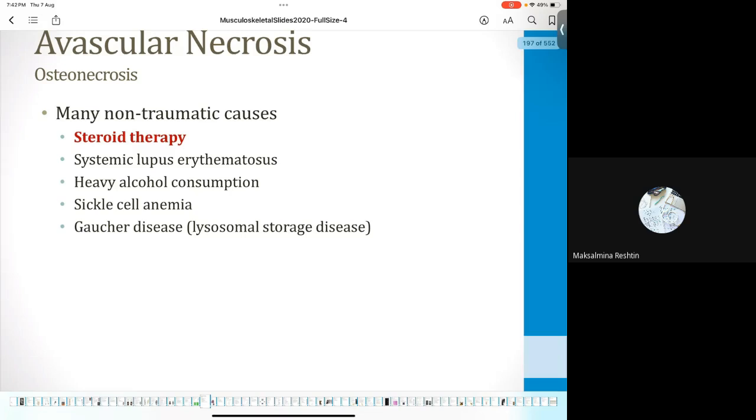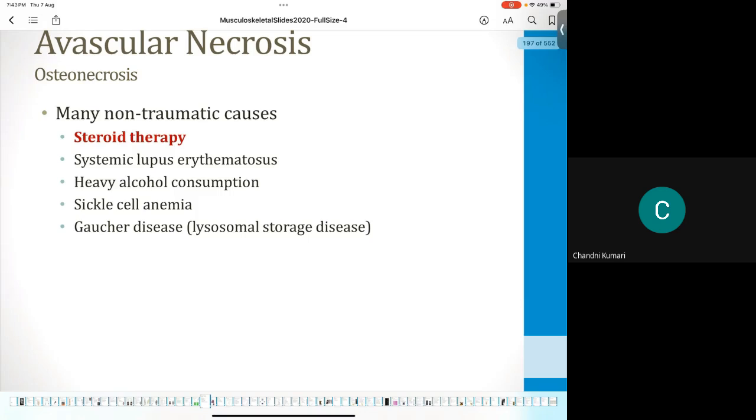Steroids in SLE patients. Perfect. Sickle cell anemia. We discussed what happens in sickle cell disease. Remember that? Vaso-occlusive crisis. Why? Because your red blood cells were sickling whenever there was stress or hypoxia, right? In a small blood vessel, this sickling is going to lead to avascular necrosis.